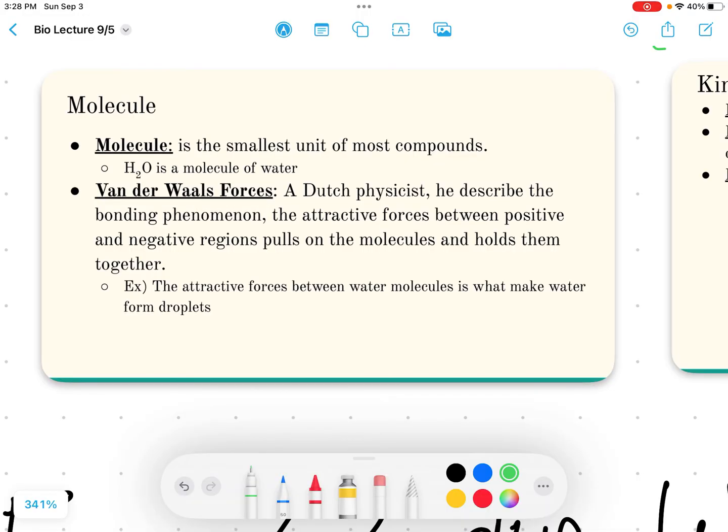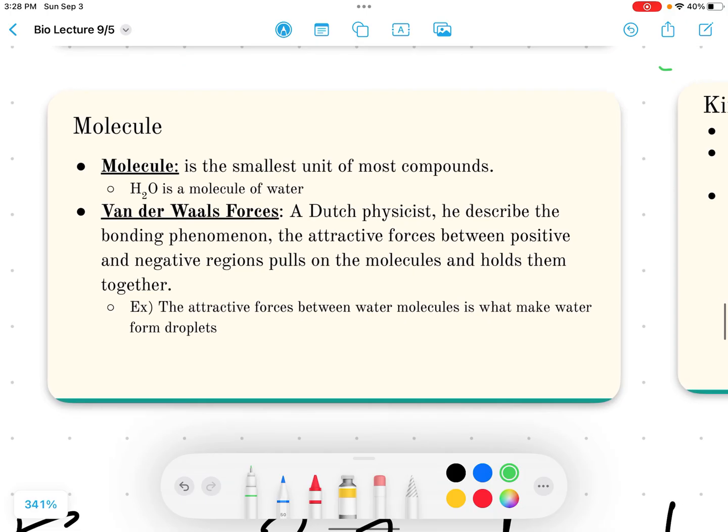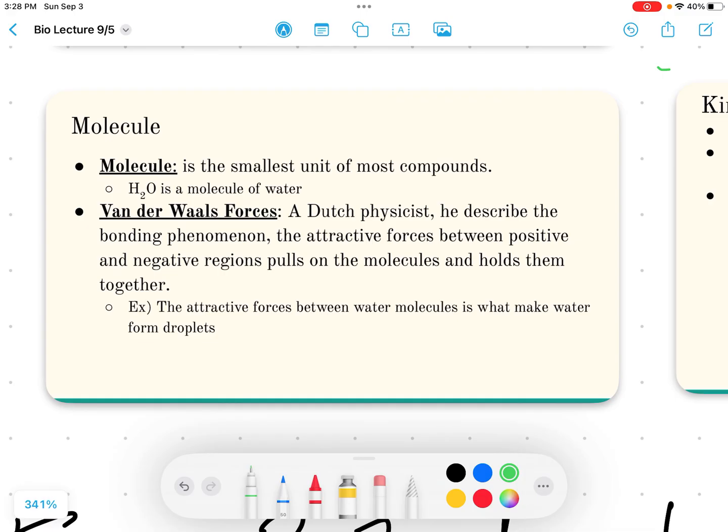All right, now let's talk about a molecule. So a molecule is the smallest unit of most compounds. So what we just drew, that would be considered a molecule because it's just one single molecule of water, which is H2O. Within that molecule, we have these van der Waals forces. A Dutch scientist, van der Waals, described the bonding phenomenon, the attractive forces between positive and negative regions that pull the molecules and hold them together.